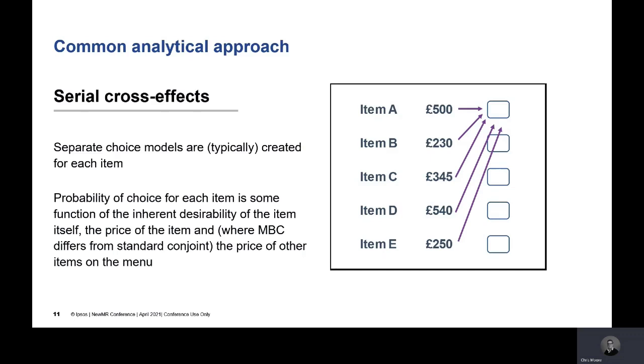And in the modeling process, or this cross-effect process, the desirability or utility for item A is not only a function of its own features, so the inherent desirability of the item plus its own price, but we can also include these cross-effects of pricing from the other items within the design. And this is where, like I said, it differs from traditional conjoint, where the desirability or utility of a product is solely a function of its own items.